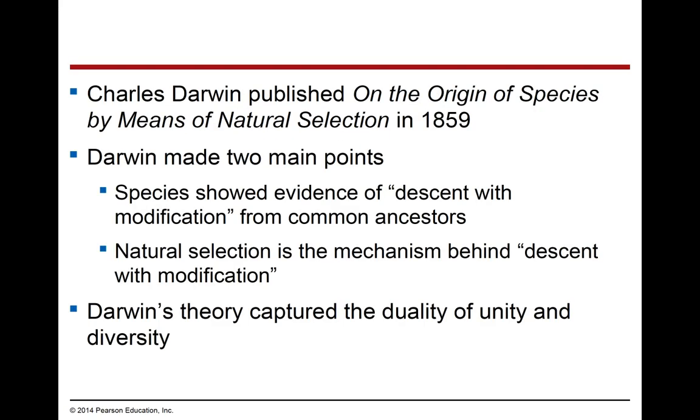So Charles Darwin published On the Origin of Species by Means of Natural Selection in 1859. And it made two main points in this book that he published. Species showed evidence of descent with modification from common ancestors, and natural selection is the mechanism behind descent with modification.